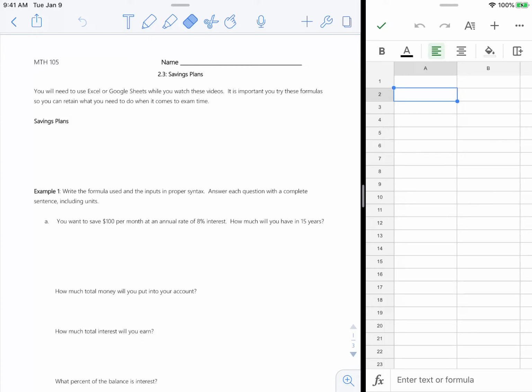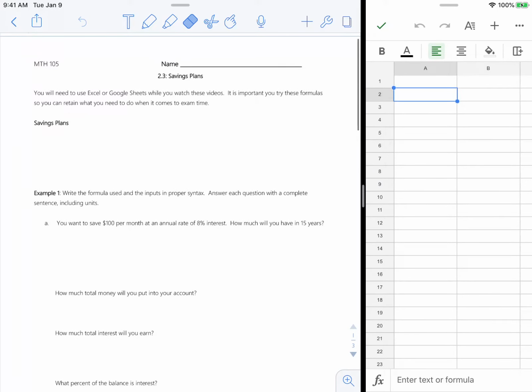So there's two things we're going to talk about. A savings plan, like how much will we have at the end of so long if we save, versus how much should we deposit in order to have a certain amount. So for savings plans, we want to use the future value formula. And we've been using this for a little bit.